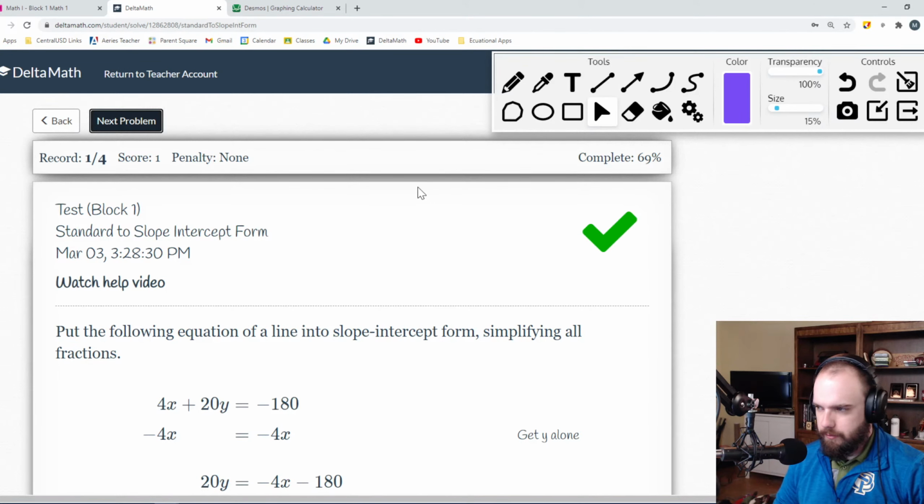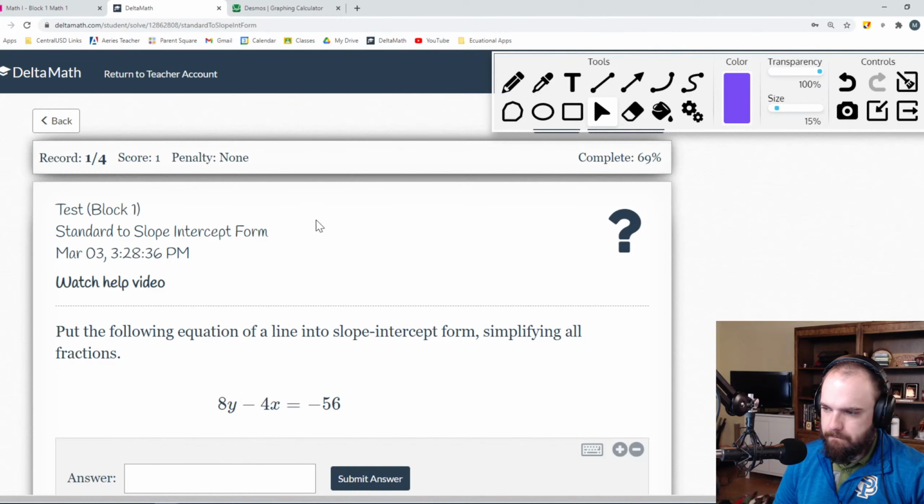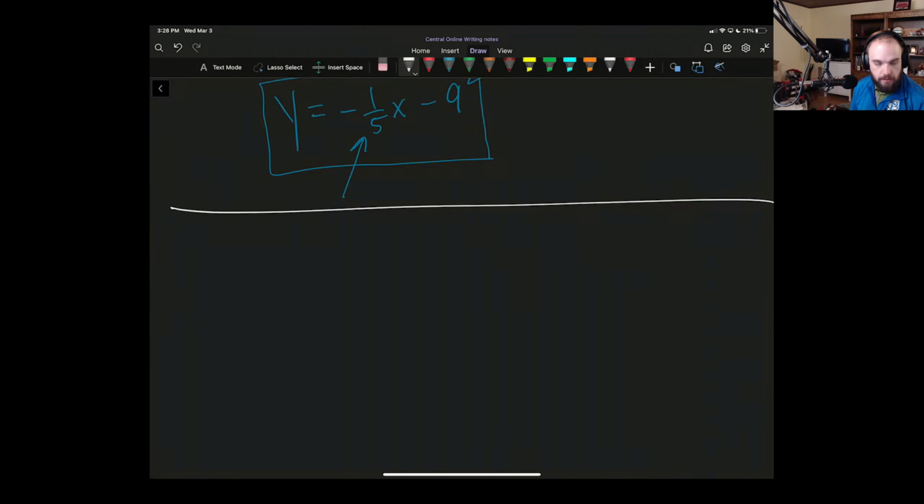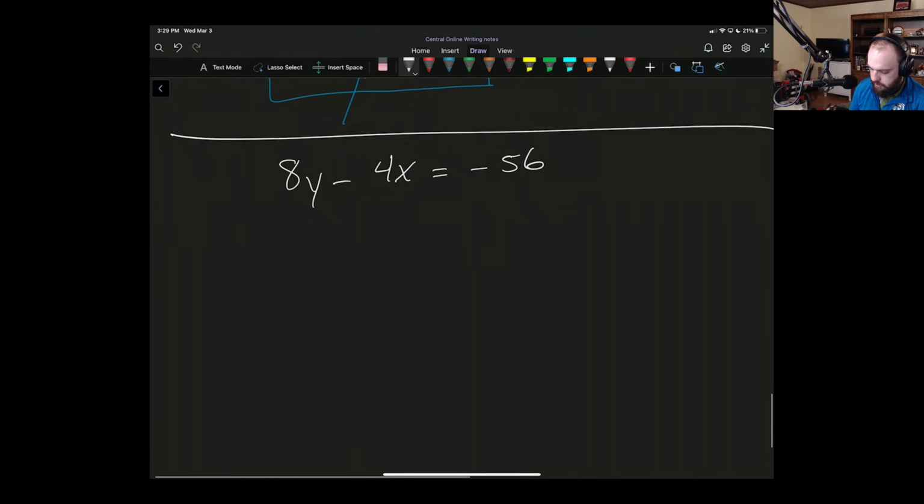Let's do one more. We want to put the following equation of a line into slope-intercept form, simplifying all fractions, right? So same thing, we want to solve for y. I'm going to go ahead and bring this back over to my iPad really quick so we can do this. So we got 8y minus 4x equals negative 56. Again, we're just solving for y.